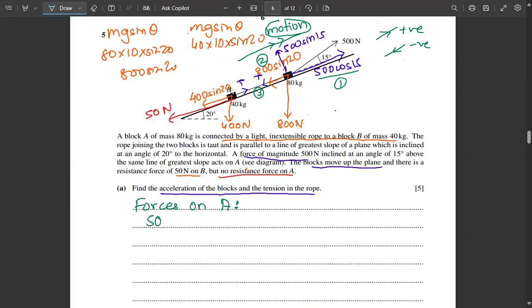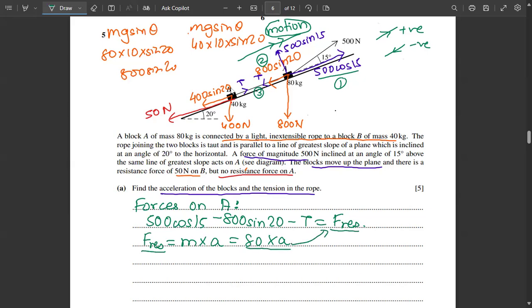So 500 cos 15 minus 800 sine 20 minus T is equal to the resultant force. Now we know that the resultant force is equal to mass into acceleration. The mass of A is 80 kg and acceleration we don't know. So instead of resultant force here, I can write 80A. So this is my first equation.